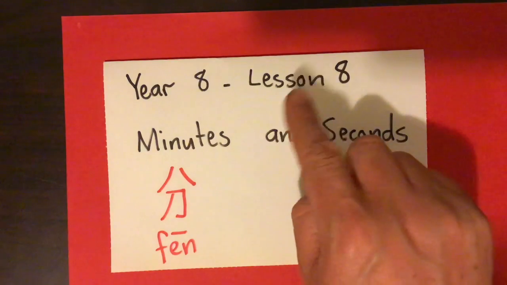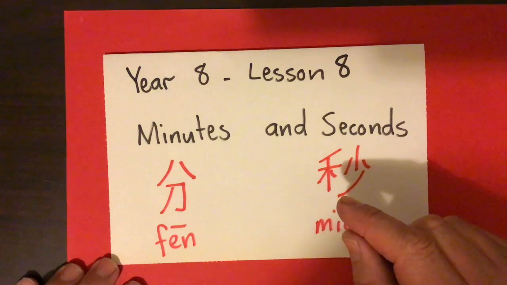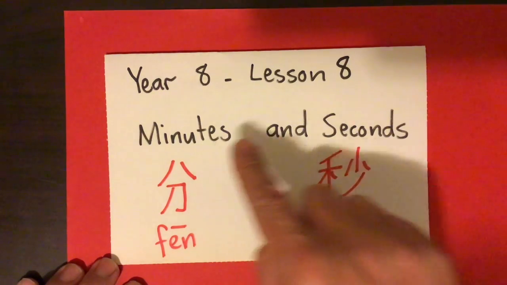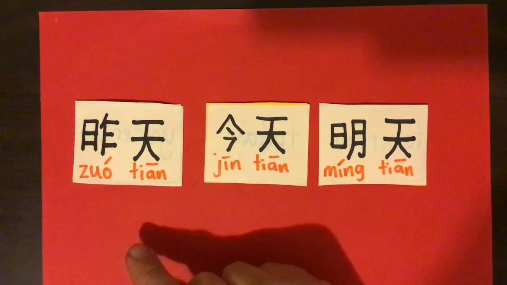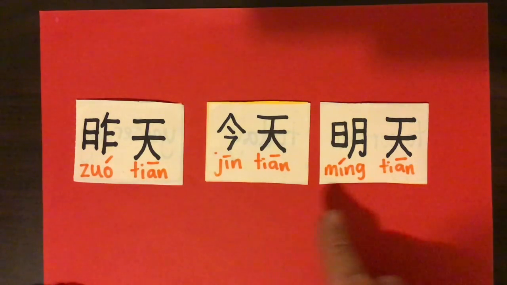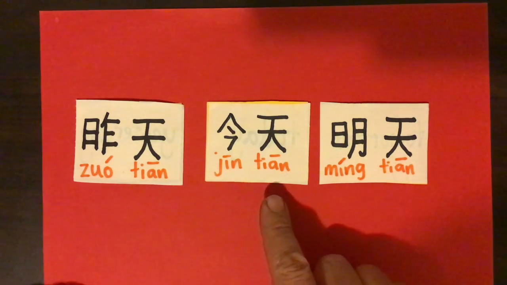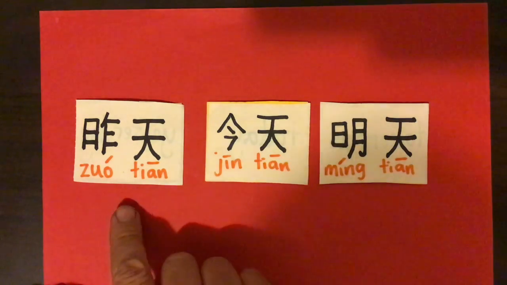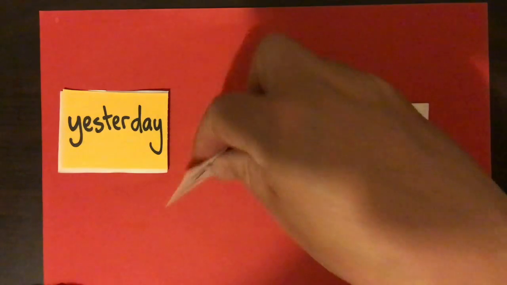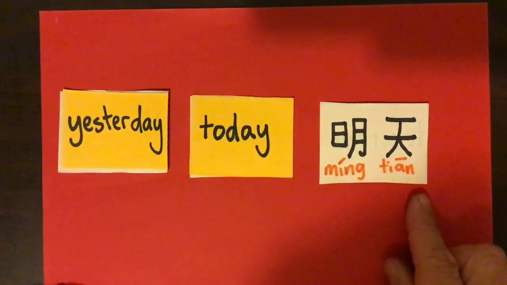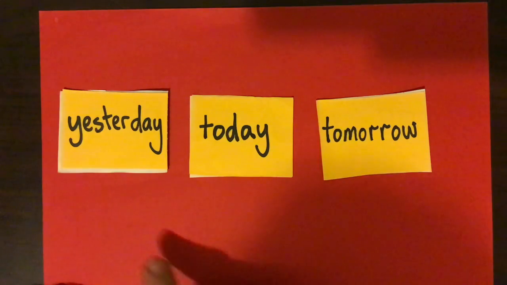Welcome to Lesson 8 for Year 8, and we're continuing our theme of time and telling the time, and today we're looking at minutes and seconds, or fen and miao. But first, some revision. Do you remember the names for these 3 days? Zuotian, Jintian, Mingtian. Zuotian is yesterday. Jintian is today. And Mingtian is tomorrow. Remember these because we're going to be using them later.